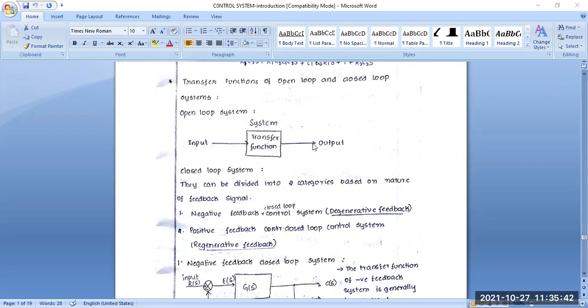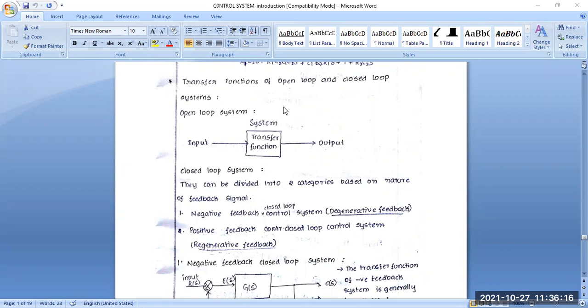This input and output variable are connected through one system, which is called the transfer function block. And we have to write the transfer function ratio, the TFR. It is the ratio of the output variable to the input variable. Here you can see no feedback is attached in this open loop control system. So this is only for open loop control systems.